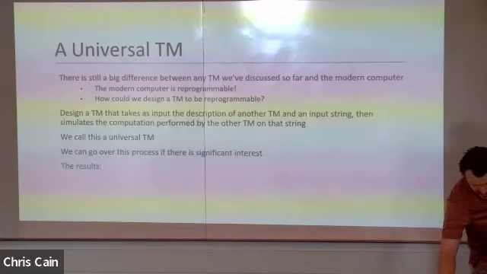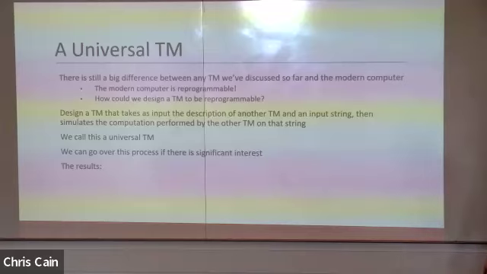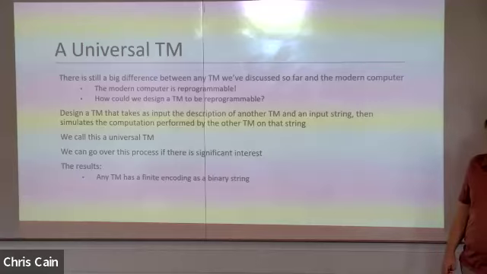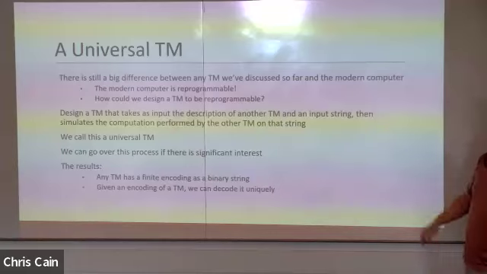The result of this, showing that we can in fact represent this information and do this process, is that any Turing machine is finite in size. So we're going to feed it in as a binary string. If there is an encoding of a Turing machine, we can now read this binary string and decode it. We'd have some program that decodes the Turing machine to give us the unique computation that it performs.